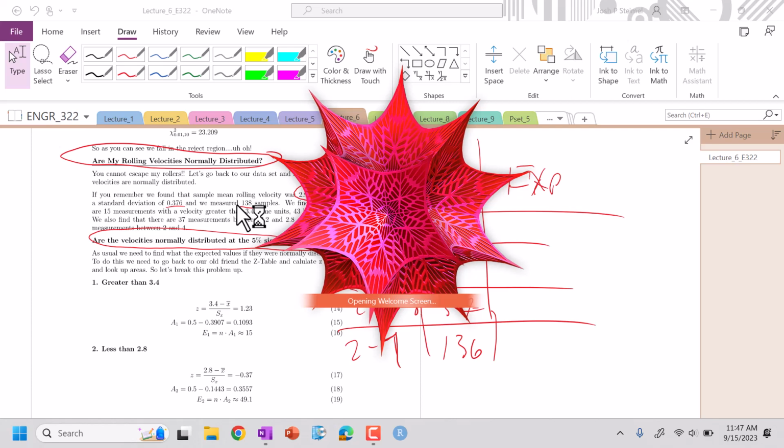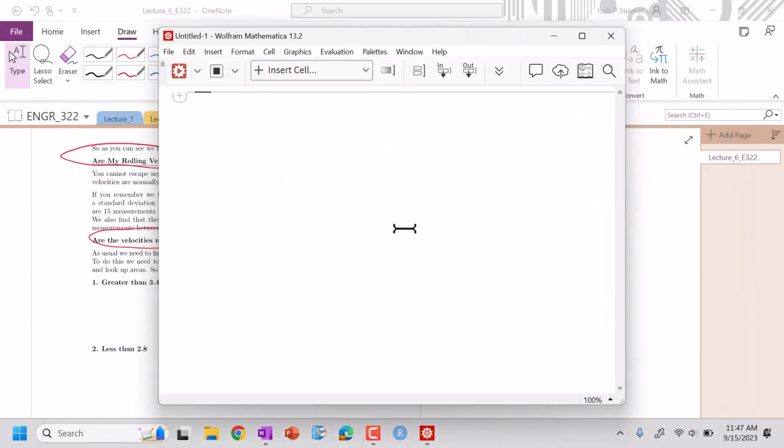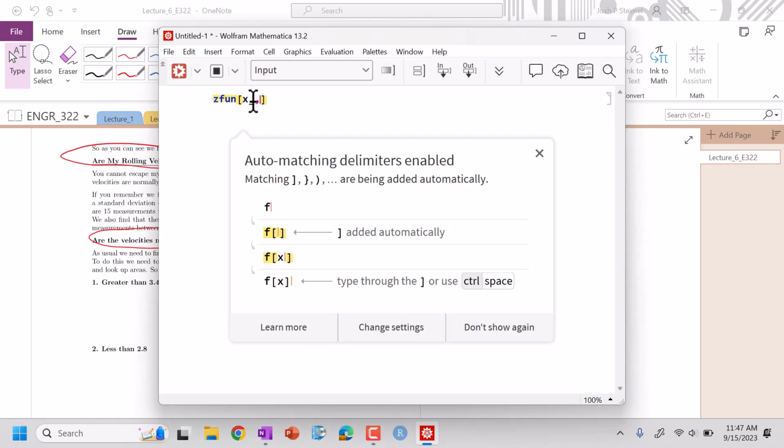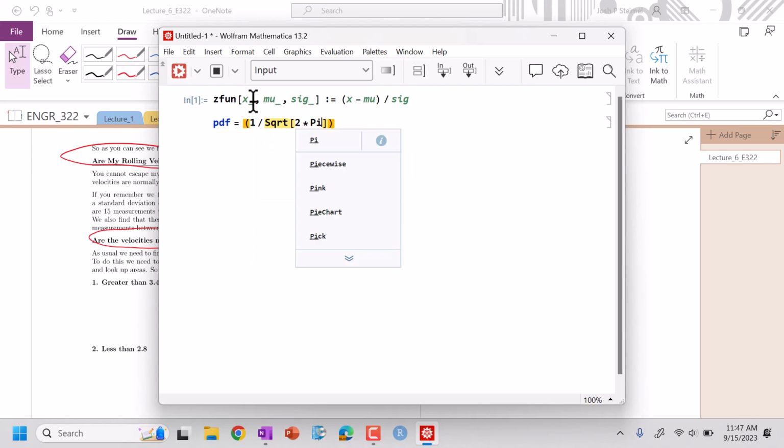While Mathematica opens up, here we go. Let's define our z function. I'm going to move this over just a quick second. Z function, we need our measurand x, mu and sig underscore, so x minus mu divided by sig, shift enter. We need our PDF equals 1 divided by square root of 2 times pi, exponential of minus z squared divided by 2.